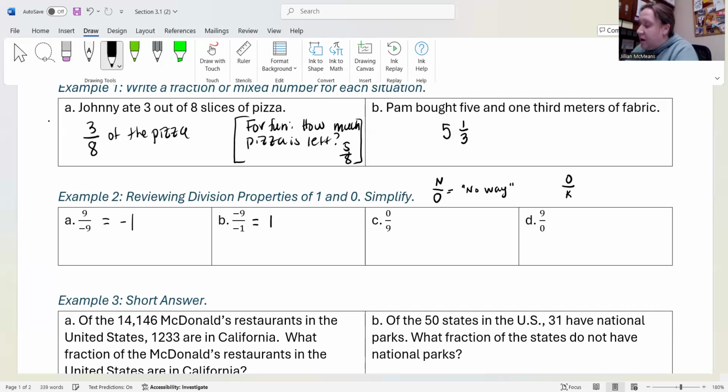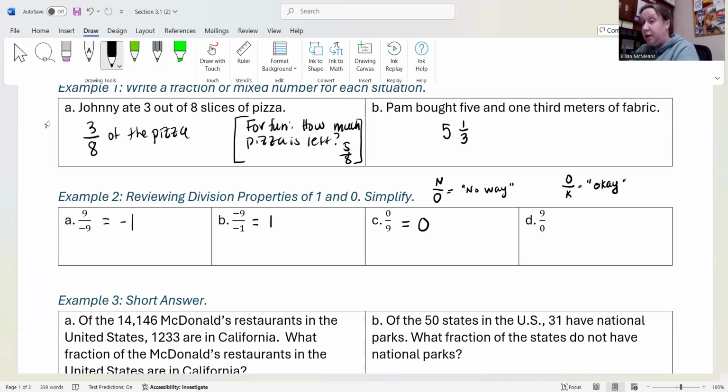If you have 0 divided by a number, think of this as okay. So that's one way to remember. If the numerator is a number and the denominator is a zero, that reads as no, so no way. If the numerator is a zero and the denominator is a number, that reads as okay, so that one works. So looking at part C, we have 0 divided by a number. That one's okay. If you replace that number with some number k, everything works out, everything's good. This one truly equals 0, okay?